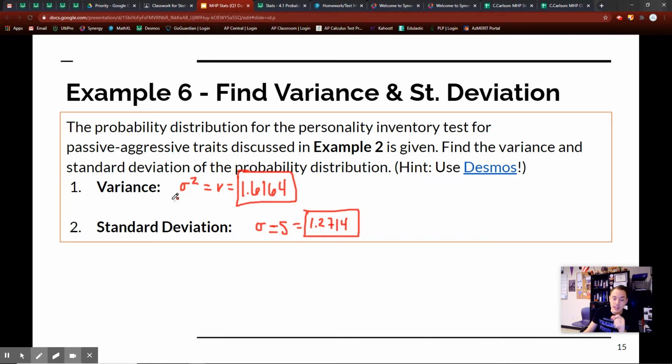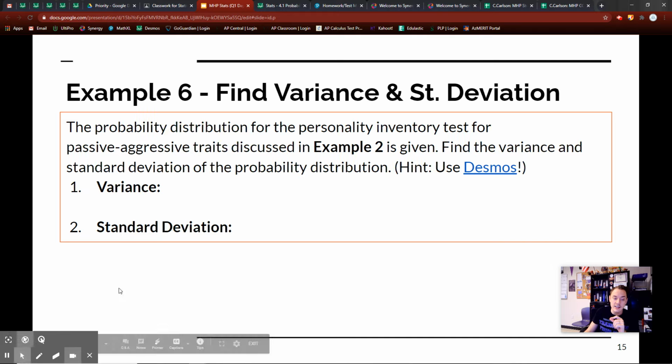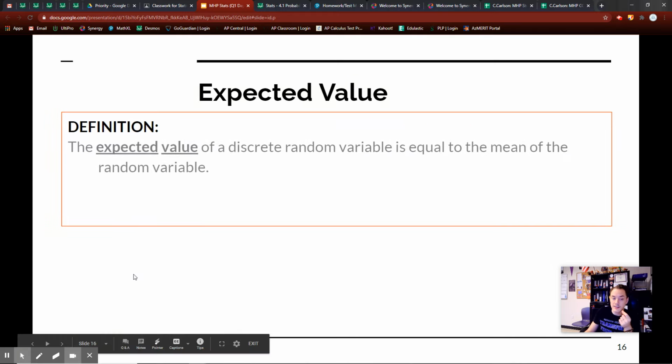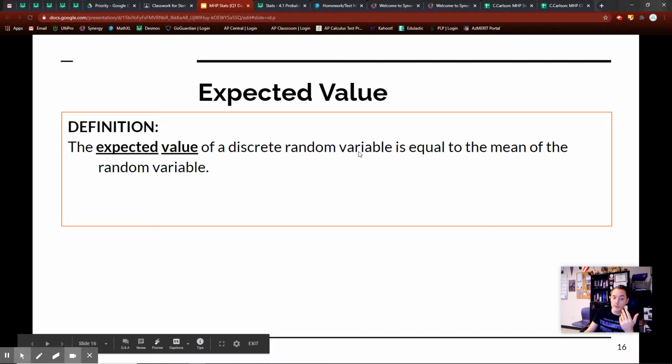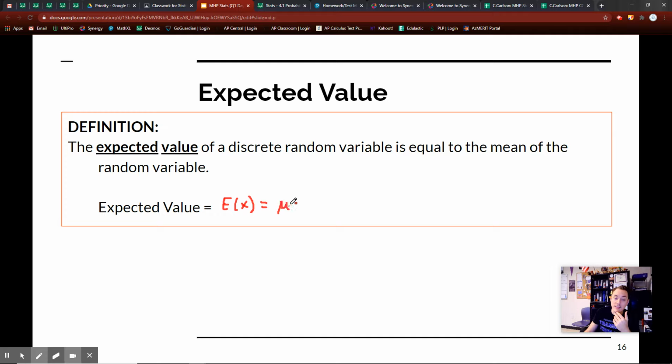Now, let's go on to what we call the expected value. The expected value is this. Of a discrete random variable, the expected value is equal to the mean of the random variable. So what does that mean? That means I will label it as expected value, E of x. This equals the same thing as my mean, which we said was mu, this weird looking U or M. And then this is my formula. X times the probability of x when I add it all together. Okay, so really, the expected value, it's just the same thing as the mean. Okay, and that's what I have here.